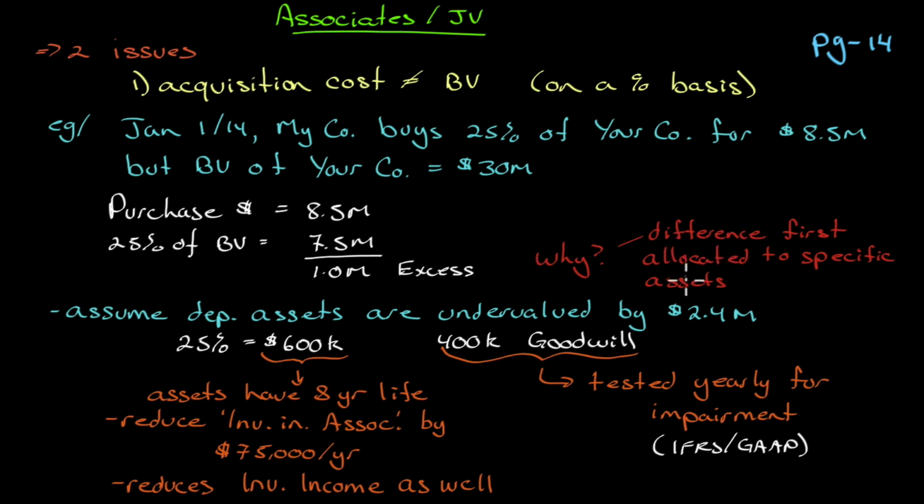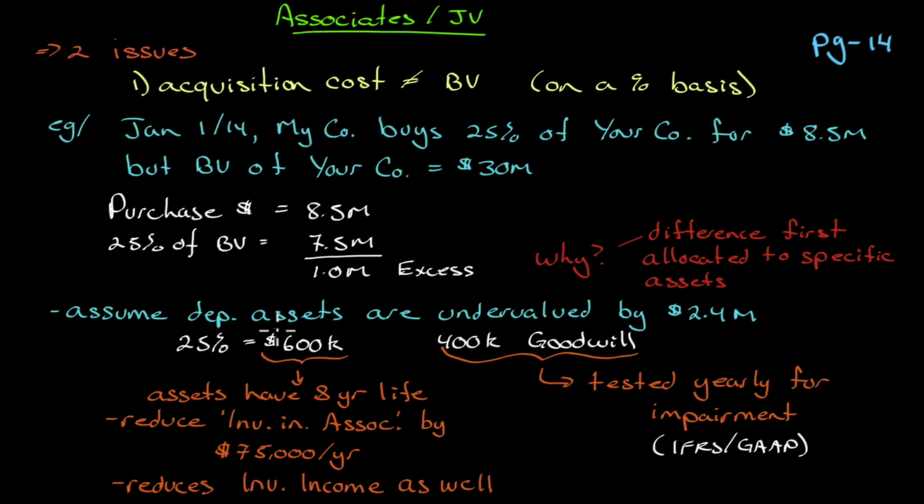Differences are first allocated to specific assets. If we can identify where the excess comes from, we would allocate that excess to those specific assets. And I know that's starting to sound complicated, but let's just take it step by step. We got $1 million. What do we do with it?